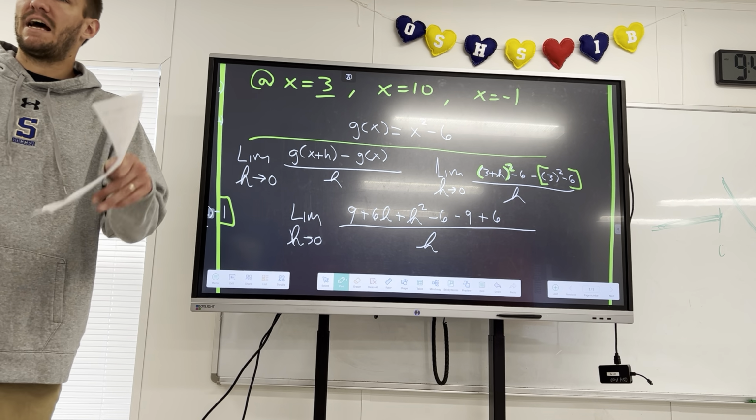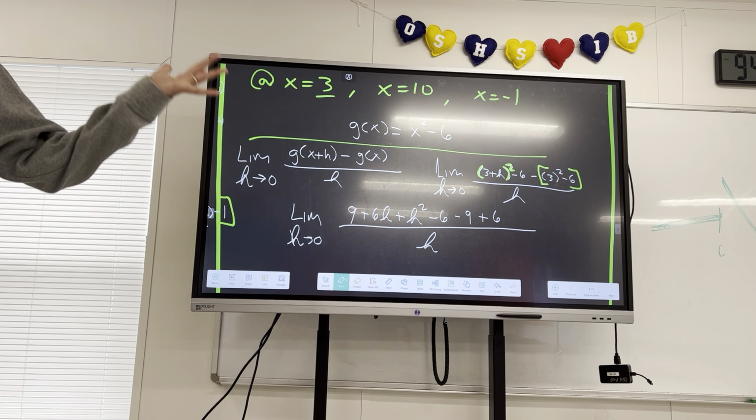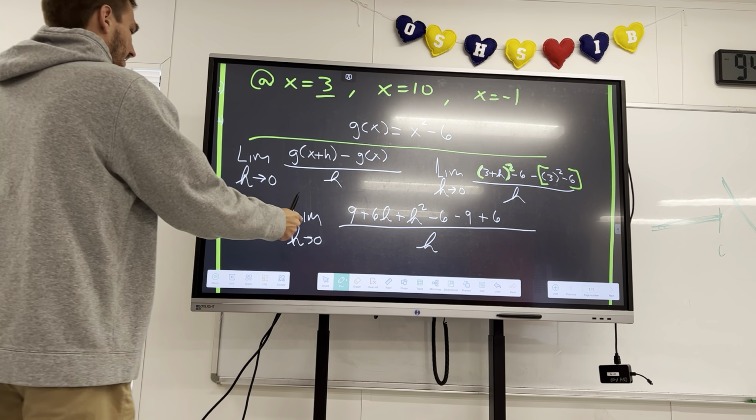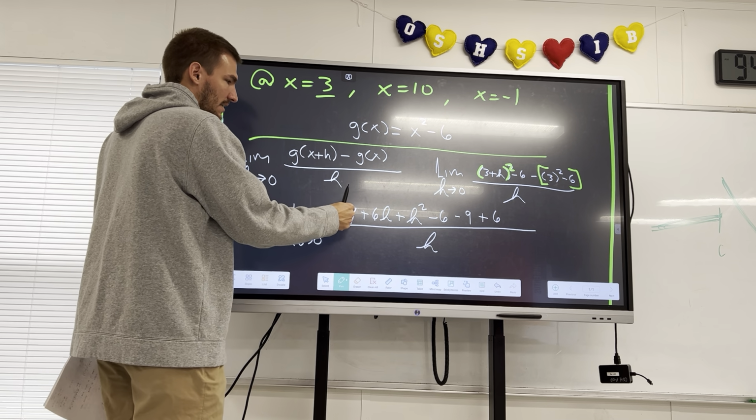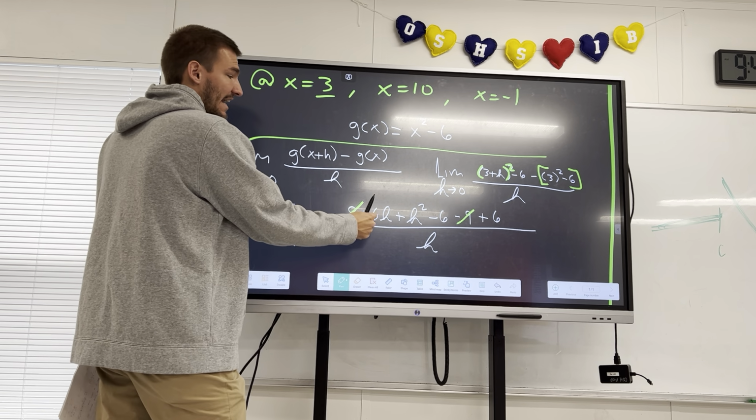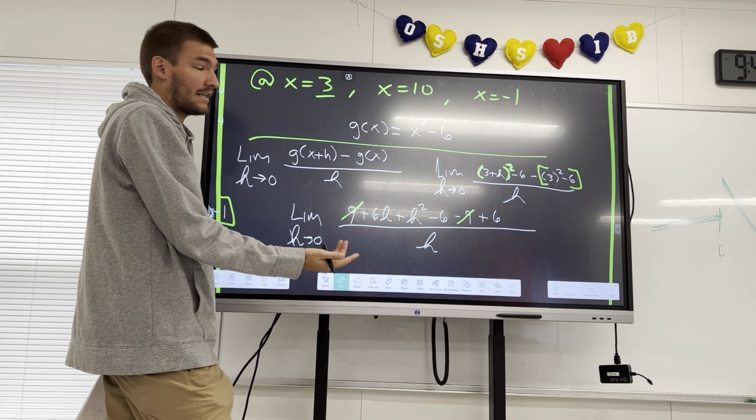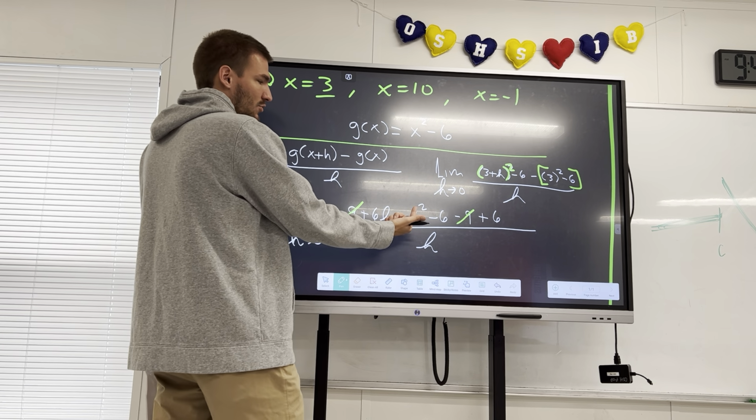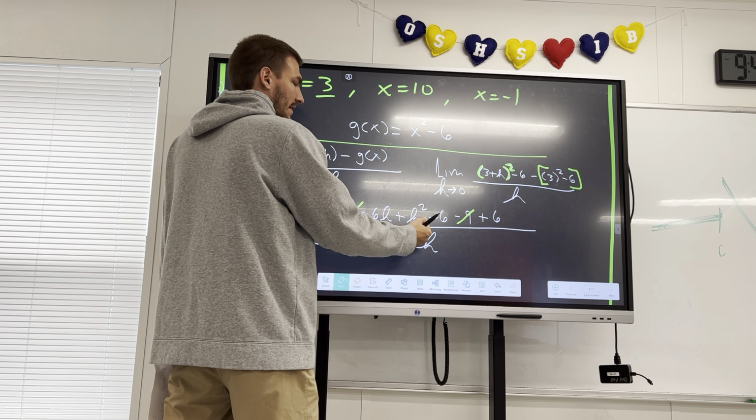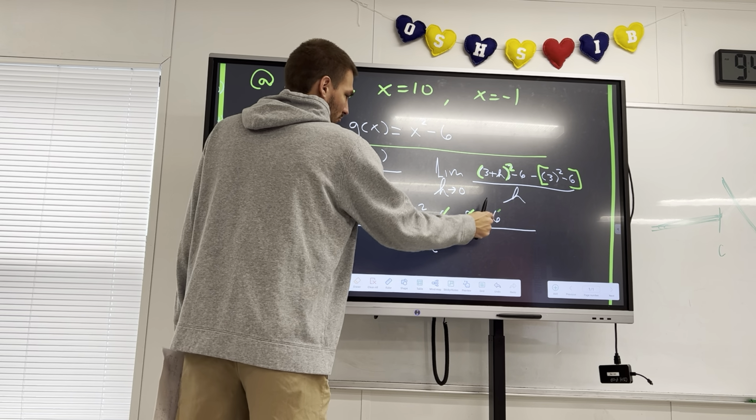And hopefully we have a nice balance. Anything that we have that's a positive, we found a negative for. So this 9, do we have the opposite of the 9? Yes. This one has an h, it's probably gonna have to stay. This one has h squared, it's probably gonna have to stay. This one is a negative 6, do we have a positive 6? Yes.